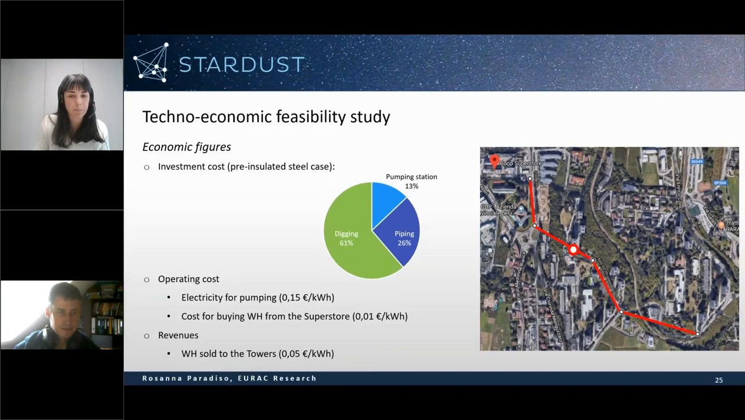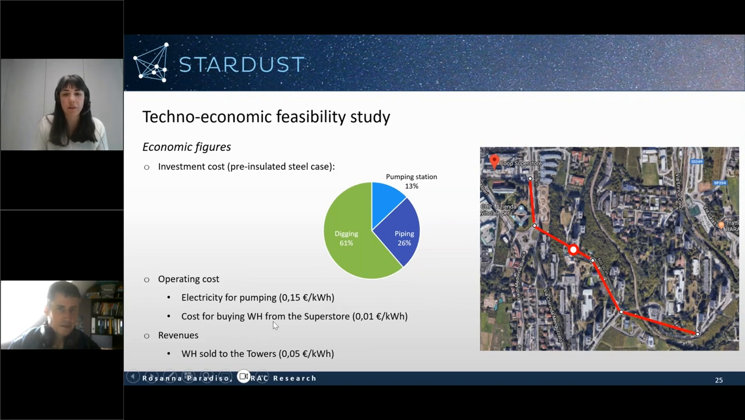Okay, so the energy costs are the electricity costs, basically for pumping the water from the heat exchanger connected to the COP Superstore, and to deliver it to the towers. This is one energy cost in order to make the system run, to pump the water, and it has been considered 15 euro cents per kilowatt hour.